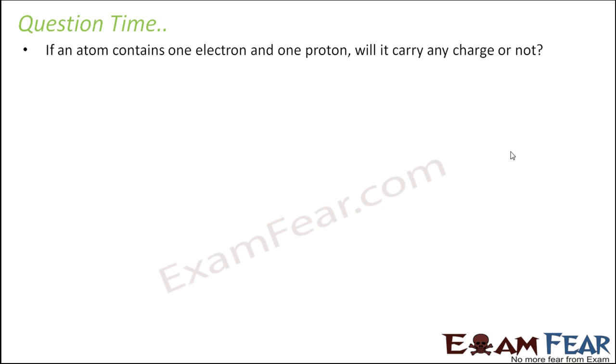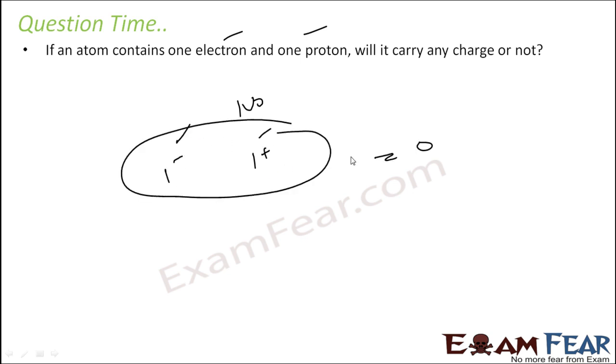The next question is, if an atom consists of one electron and one proton, will it carry charge? No. Why? Because one electron is one negative charge, right? One proton is one positive charge. So overall it will be neutral.